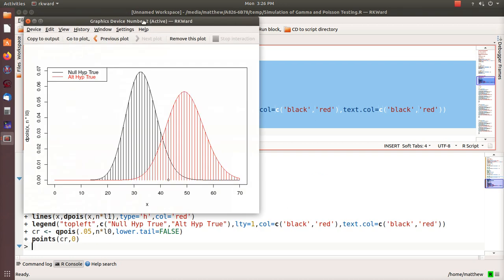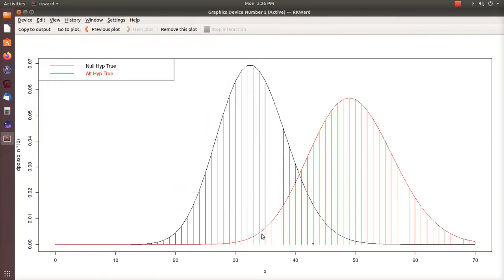When we run that, we get this. Since it's a Poisson, the mass is on points, so it's actually those vertical lines. But I put the continuous line above it so you can see it a little bit better.